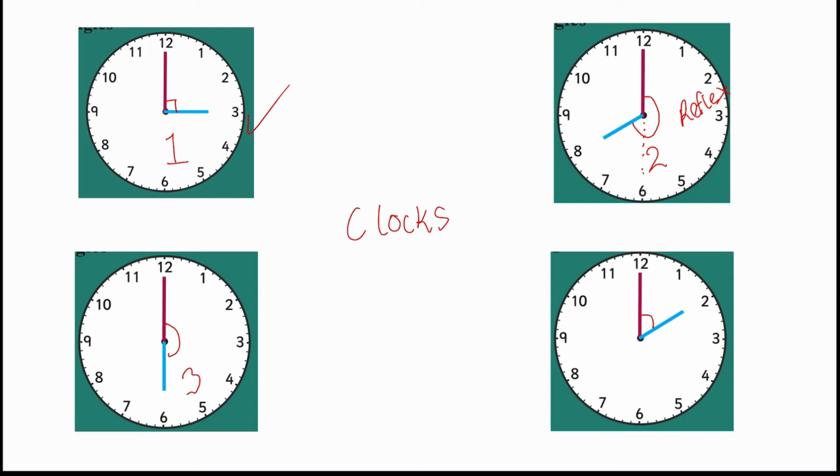What about clock 3 down here? Yes, that's our straight line, which means it's exactly 180 degrees, doesn't it? And then our final clock here is an acute angle. Good job. It's an acute angle because it's more than 0 degrees and less than 90 degrees.